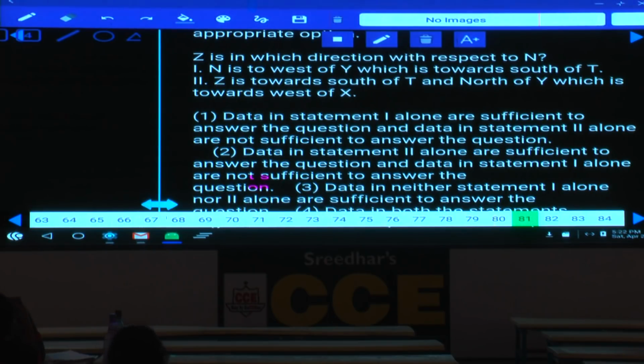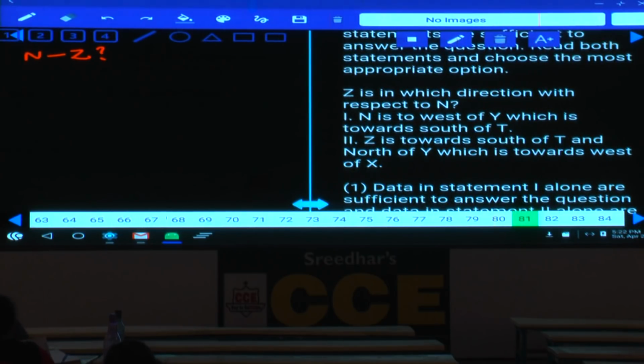Then coming to question number 81, Z is in which direction with respect to N? Z is in which direction with respect to N? Now we need to identify like this. Then, N is to the west of Y. What about this N? N is to the west of Y, N is here, N is to the west of Y, Y which is to the south of T, Y is to the south of T, N is to the west of Y, isn't it?